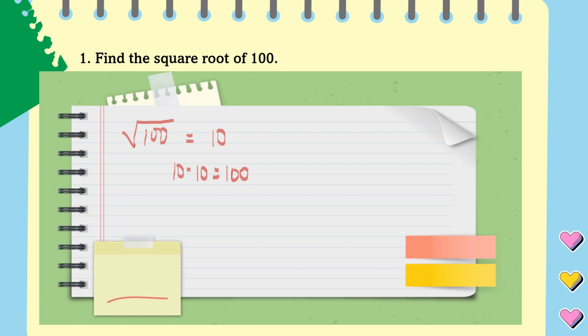So one number that can satisfy the equation is 10. Another number that can satisfy the equation is negative 10. Why? Because negative 10 times negative 10 is equal to 100. So we call the positive root, positive 10, the principal root.